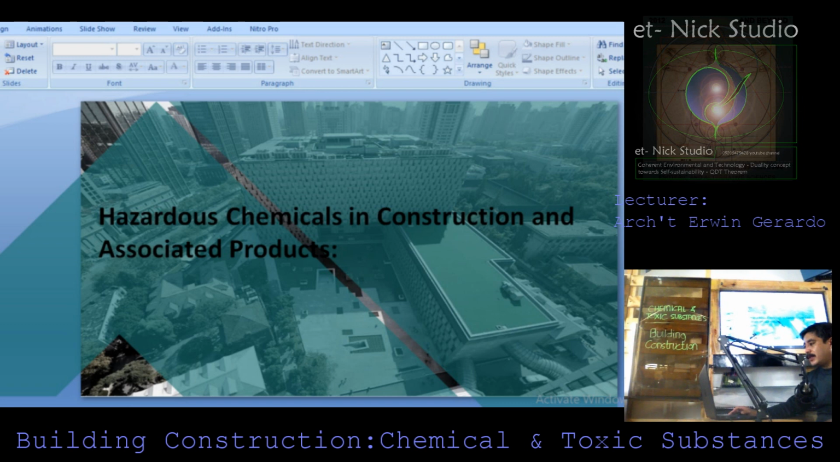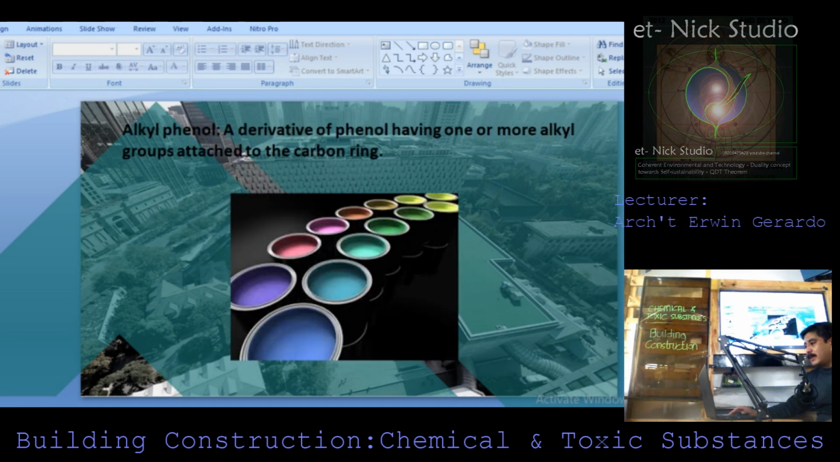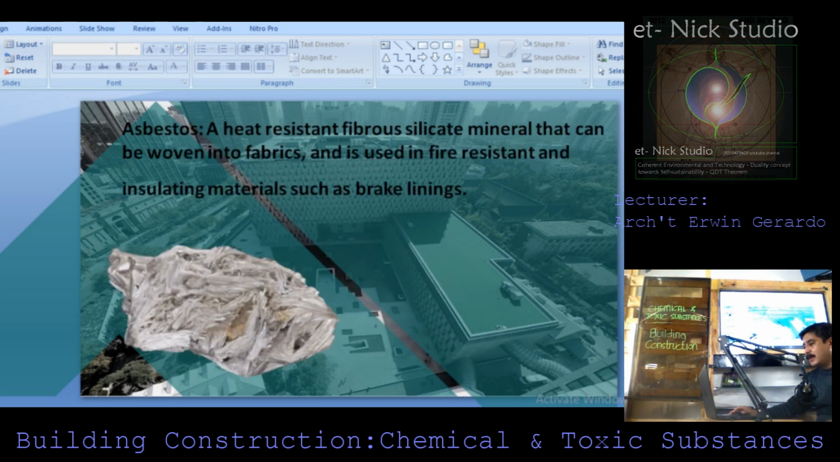Hazardous chemicals in construction and associated products. Alkyl phenol, a derivative of phenol having one or more alkyl groups attached to the carbon ring. Asbestos, a heat-resistant fibrous silicate mineral that can be woven into fabrics and is used in fire-resistant and insulating materials such as brake linings.